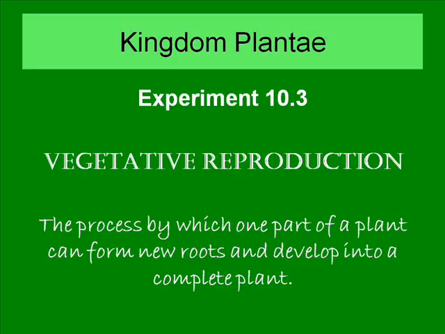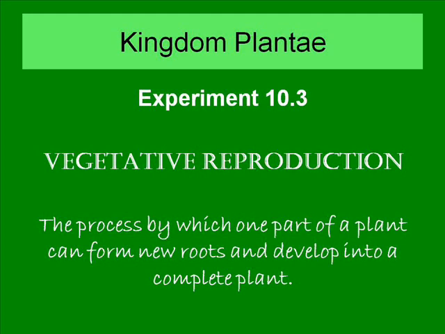Let's move on to the fourth kingdom, Kingdom Plantae. Under this kingdom, we did experiment 10.3, where a few weeks ago I brought you a piece of a plant from my house that I had cut off. I took that home, put it in some water, and then it went through the process of vegetative reproduction. That is something that is unique to plants. It's the process by which one part of a plant can form new roots and develop into a complete plant.